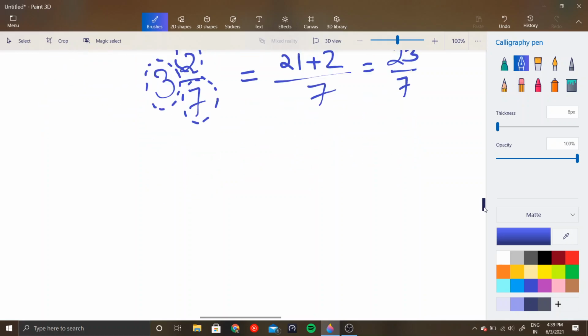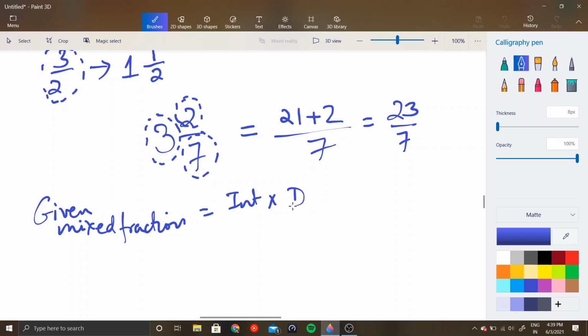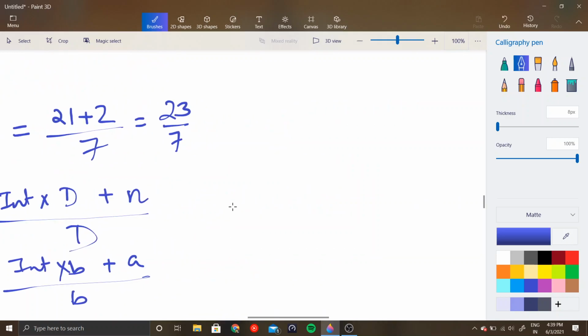Formally speaking, given a mixed fraction, to convert it you take the integral part into the denominator plus the numerator, divided by the denominator. In the form of a by b, it is just int into b plus a by b. So let us take one sum and we'll have a proper understanding.